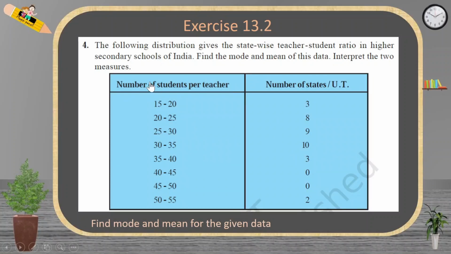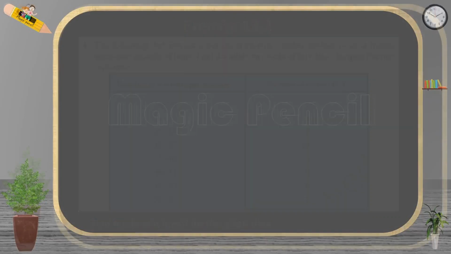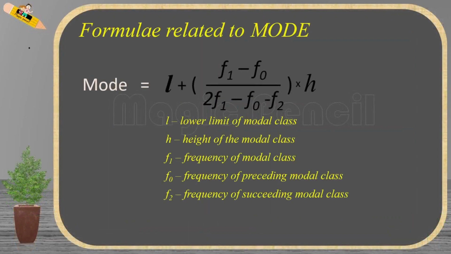In this problem, we are going to calculate mode and mean for the given data, and then we have to interpret those two values. I think you all know the formula for mode. You have to tell along with me: L plus (F1 minus F0) by (2F1 minus F0 minus F2) into height. This is the mode formula.